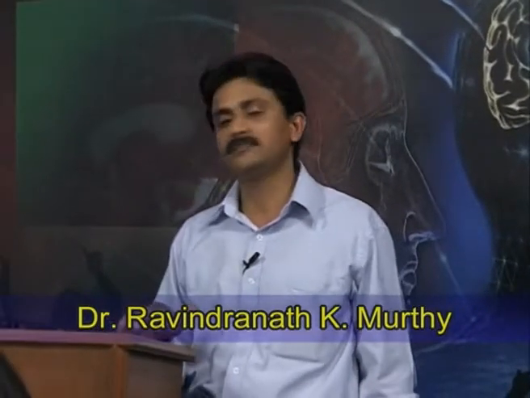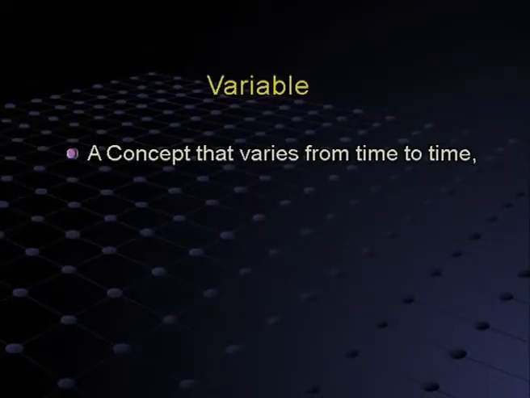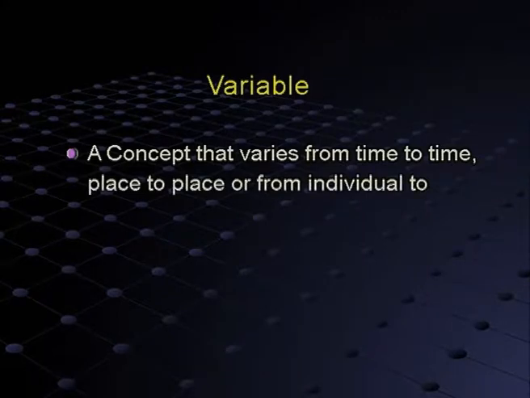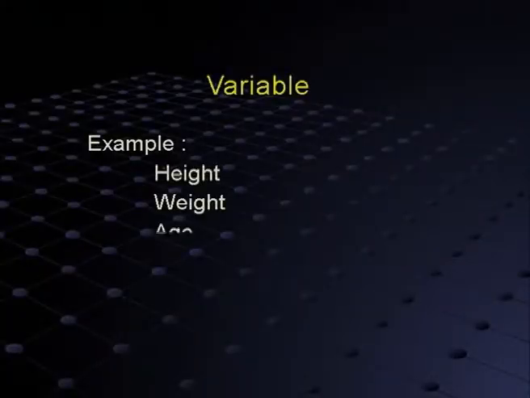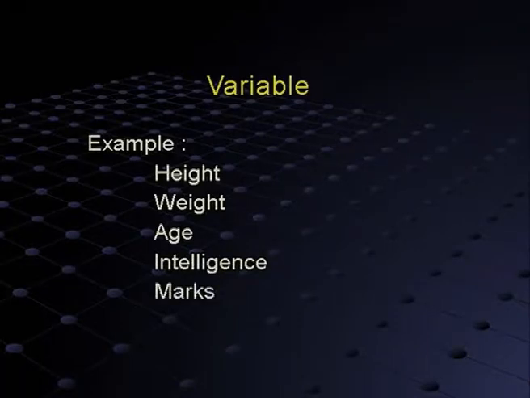The second term that we will try to understand is what is a variable. A variable is basically a concept that varies. It may vary from time to time, place to place or from individual to individual, and the important characteristic of a variable is that it should be measurable. So, a variable is a concept, it varies and it is essentially measurable. Some examples of variables are height, weight, age, intelligence, marks and so on.